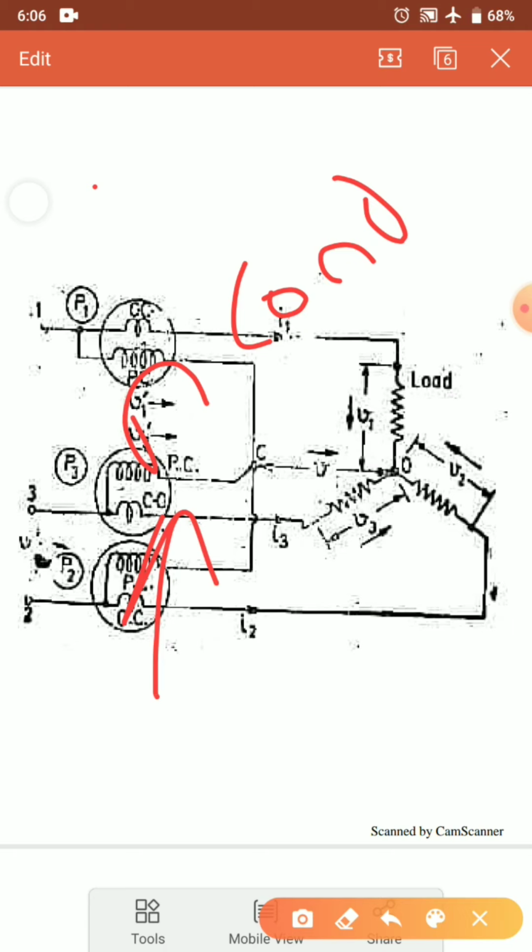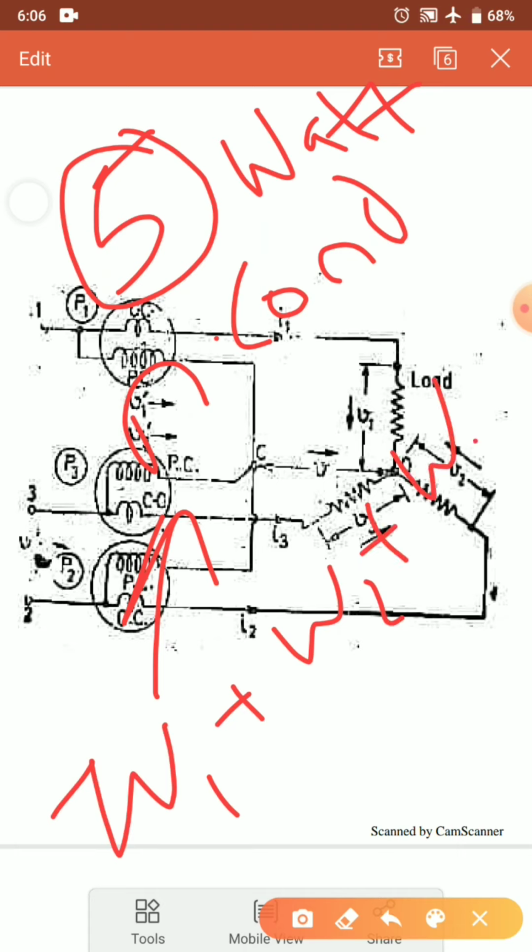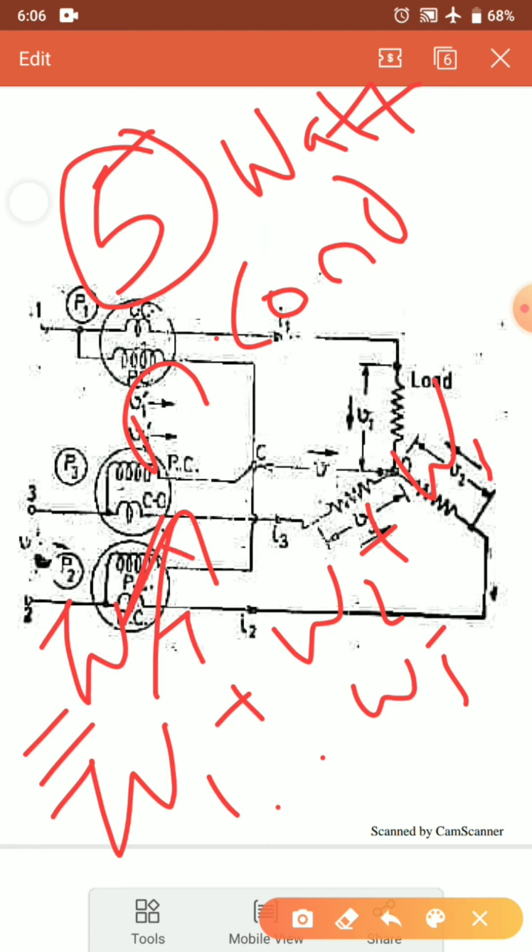For example, if there are 5 conductors, meaning for example there are 5 phases, and I have to measure the total power, I have to add the readings of all the 5 wattmeters that I am using. W1 plus W2 plus W3 up to W5, and I'll get the total power across the n conductor system.